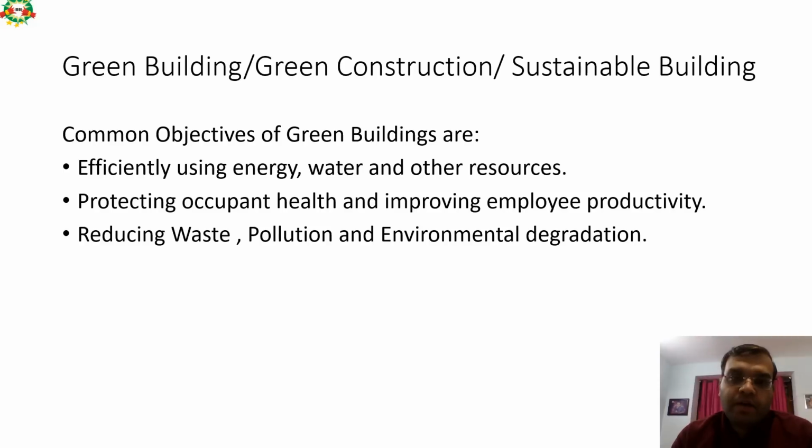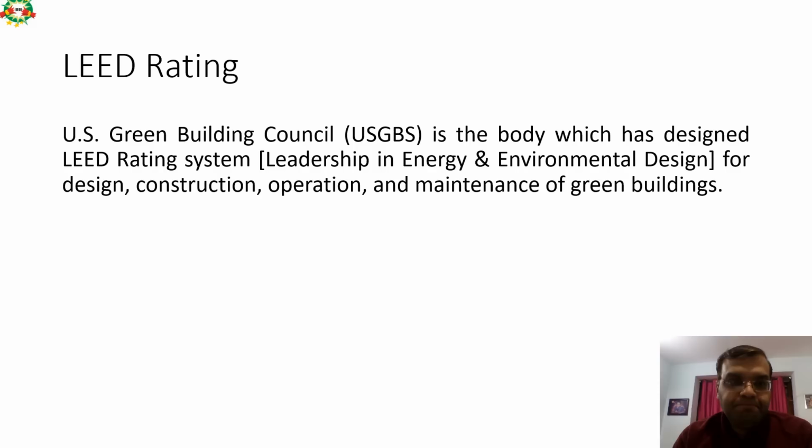Green building, green construction or sustainable building. These three are synonymous words, and the common objectives of green building are, number one, efficiently using energy, water and other resources. Number two, protecting occupant health and improving employee productivity. तो जो उसमें रह रहे हैं लोग उनका health और उनका productivity improve करना. And number three, reducing waste, pollution and environmental degradation. So to support the environment.